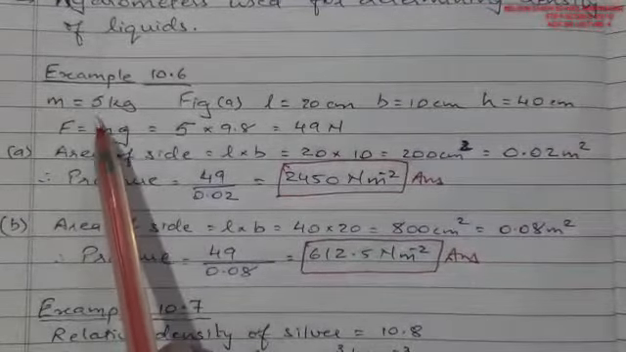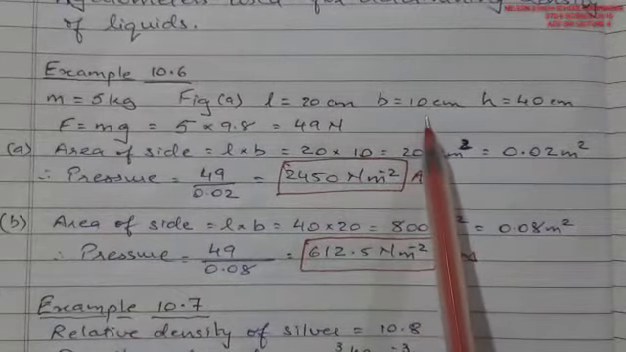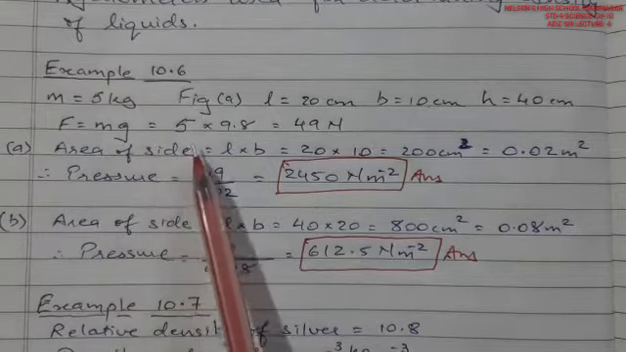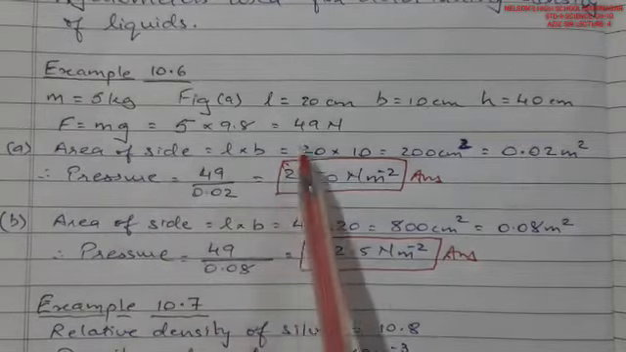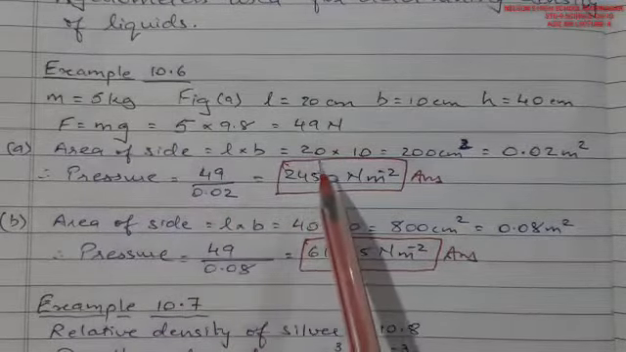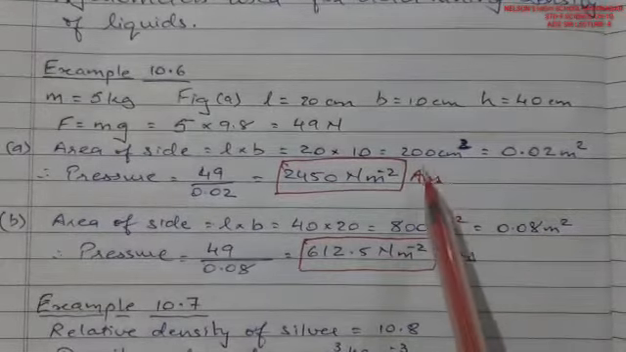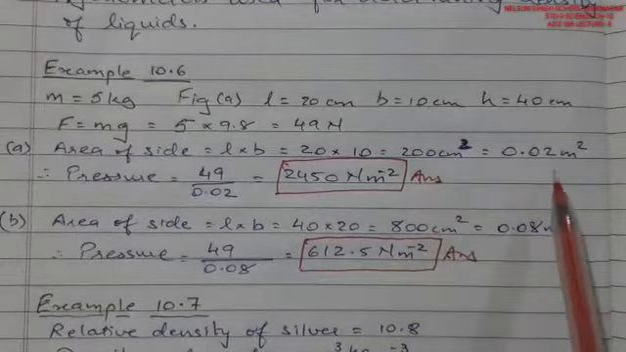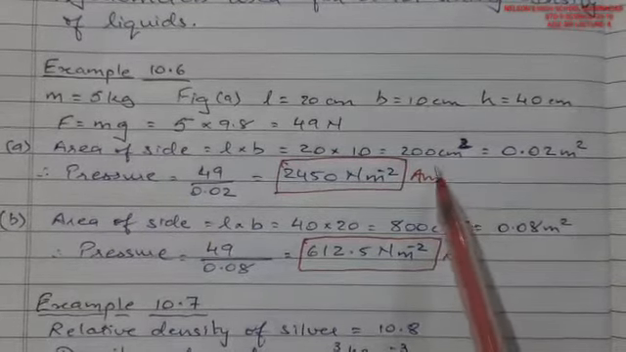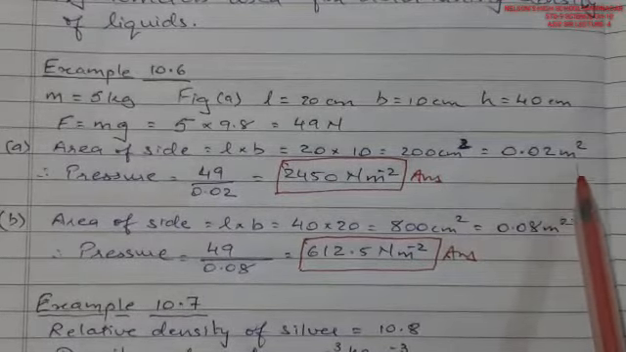The mass of the object is 5 kg. In figure A you are able to see length and breadth are 20 and 10. First of all, what will the force be? The force equals mg, that is 5 multiplied by 9.8, which is 49 Newton. Now area equals 20 multiplied by 10, that is 200 centimeters square, and dividing by 10,000, this is 0.02 meters square, because 100 times 100 is 10,000. So 0.02 meters square.